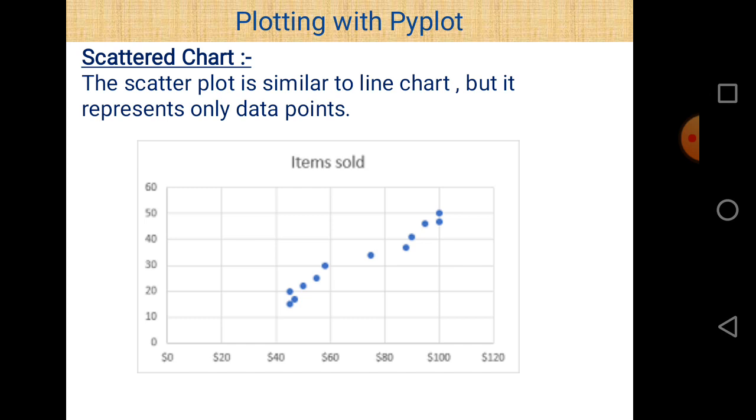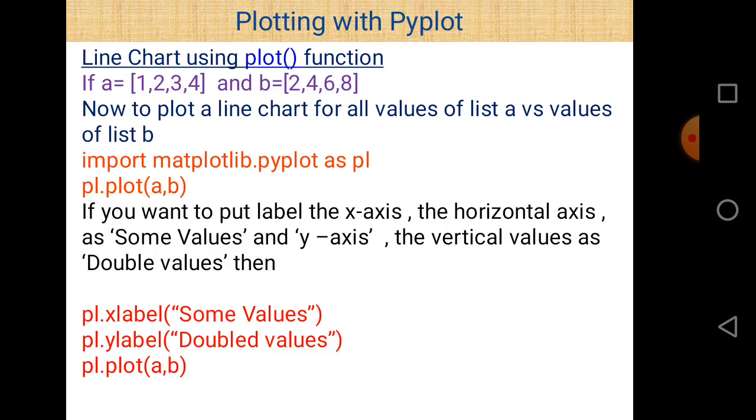So there are basically three charts: line chart, bar chart, and scatter chart. In this chapter there are only three charts, and the first chart is line chart.